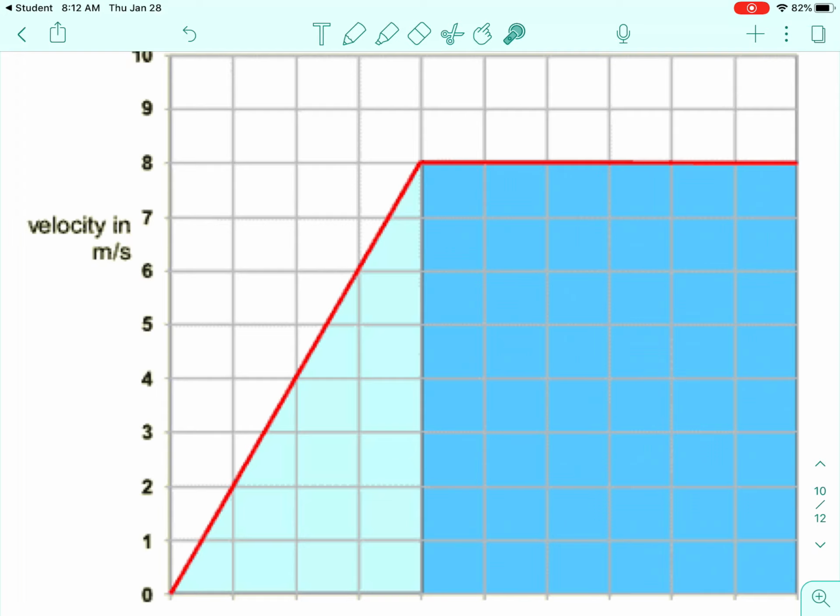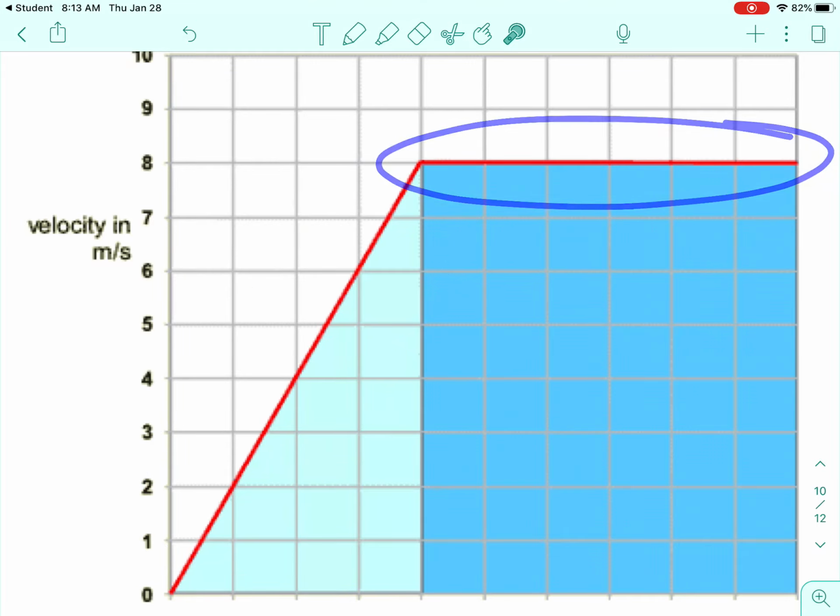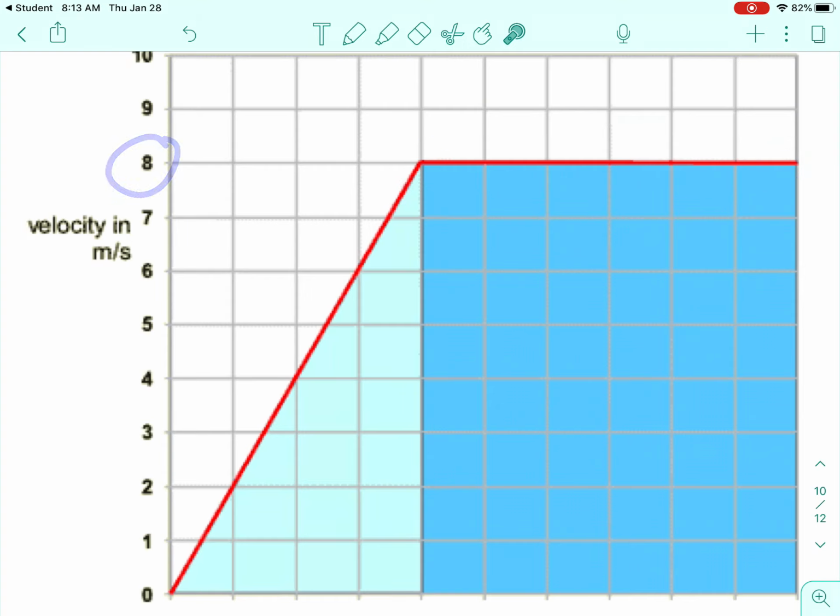Another velocity time graph. So here we have an increasing velocity, so the velocity is increasing over time. So that means that we have a positive constant acceleration, and it's above zero. So we are moving forwards. And then we go at a constant speed of 8 meters a second. So we are speeding up, and then we go at a steady 8 meters per second.